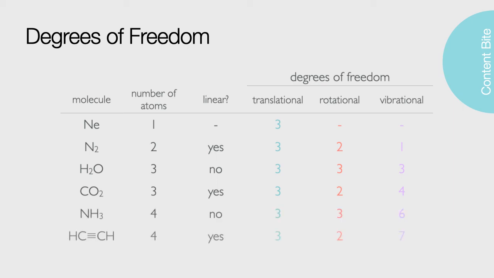Again, ammonia and acetylene both have 4 atoms, but ammonia is nonlinear and has 3 translations, 3 rotations, and 3n-6, which is 6 vibrations, whereas linear acetylene, or ethine, has 3 translations, 2 rotations, and 3n-5, or 7 molecular vibrations. My final example is tetrachloromethane, which has 5 atoms and is nonlinear. It consequently has 3 translational degrees of freedom, 3 rotational degrees of freedom, and 3n-6, or 9 vibrational degrees of freedom.